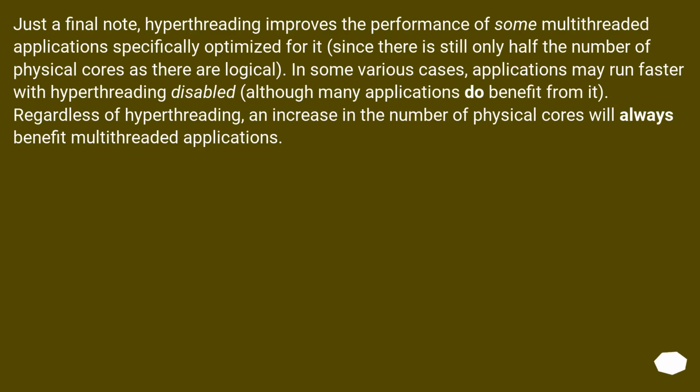Just a final note, hyperthreading improves the performance of some multi-threaded applications specifically optimized for it, since there is still only half the number of physical cores as there are logical. In some cases, applications may run faster with hyperthreading disabled, although many applications do benefit from it. Regardless of hyperthreading, an increase in the number of physical cores will always benefit multi-threaded applications.